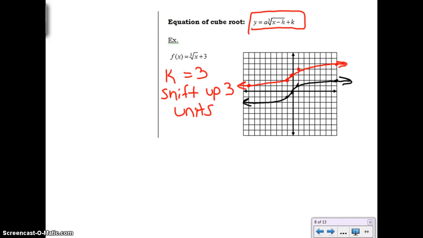Alright, so you'll notice in black is our parent function. You do not have to graph the parent function every time, but it does help to see it and then to visualize what the transformation is going to look like. So here's our parent function, the cube root of x, and then I've just taken every point on that function and moved them up 3 units. So now we have y equals the cube root of x plus 3. Okay? Great. Let's take a look at one more example.